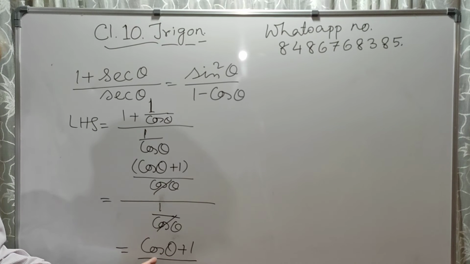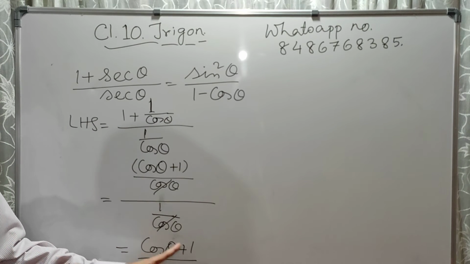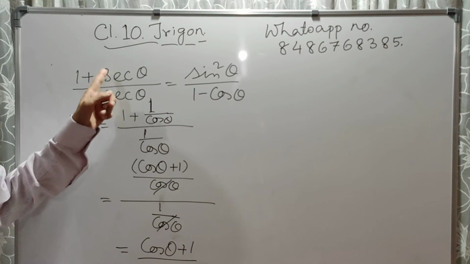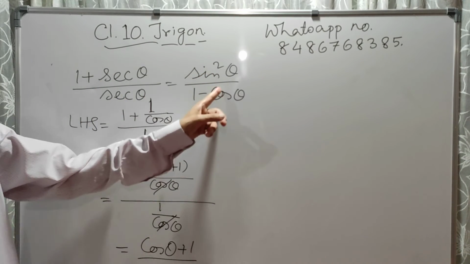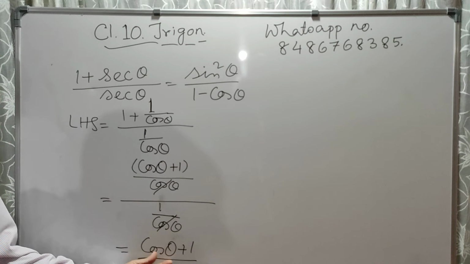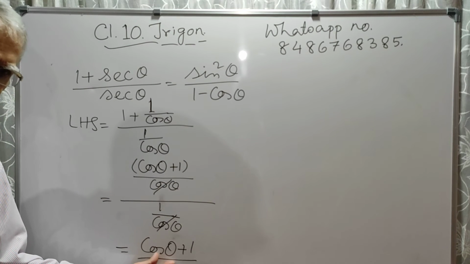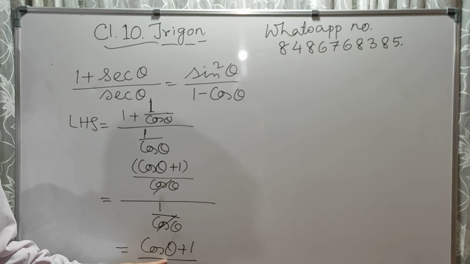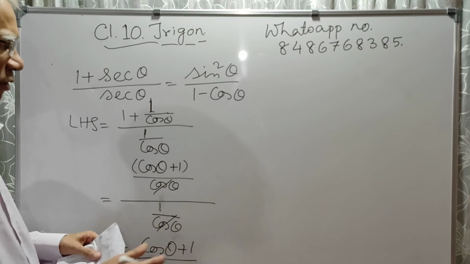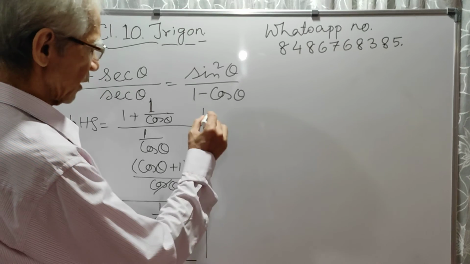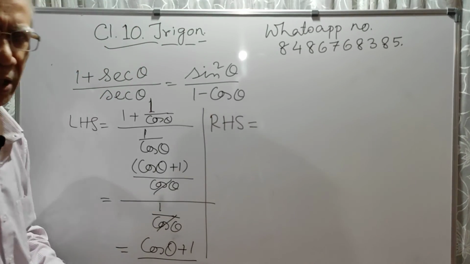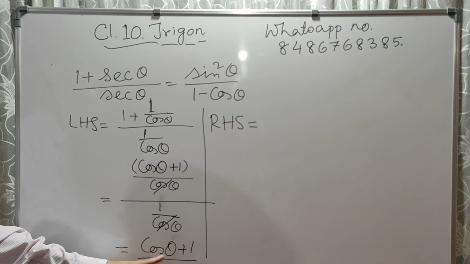So look here, this cannot be simplified anymore, and yet we haven't got the right hand side. The left hand side is simplified, but we didn't get the right hand side, and we cannot do anything about it. This is the simplest form, so we stop here. Now we see how the right hand side can be simplified to get a similar thing.